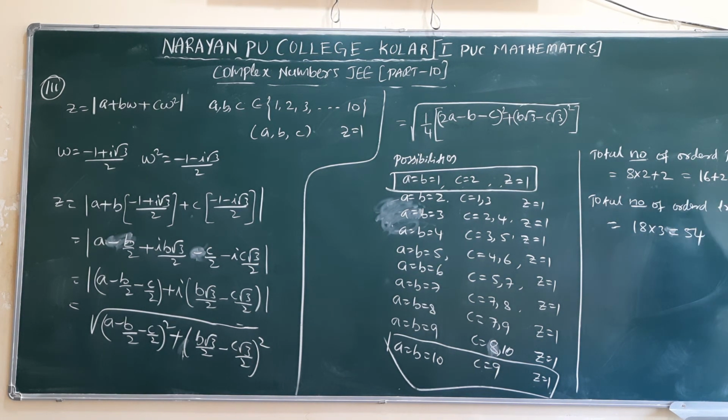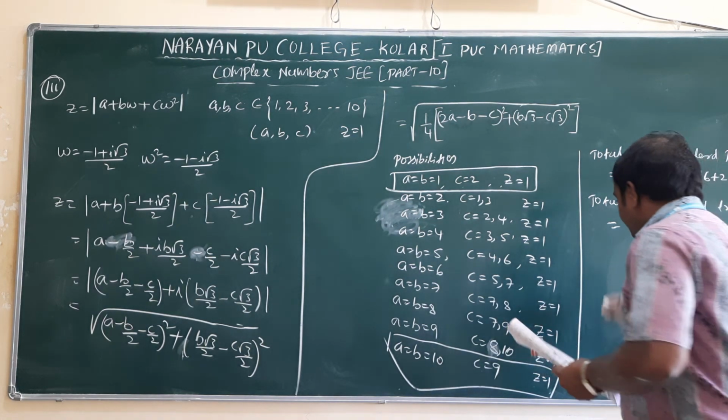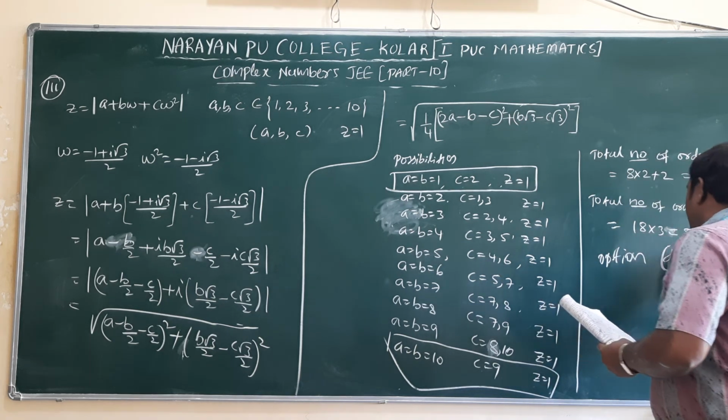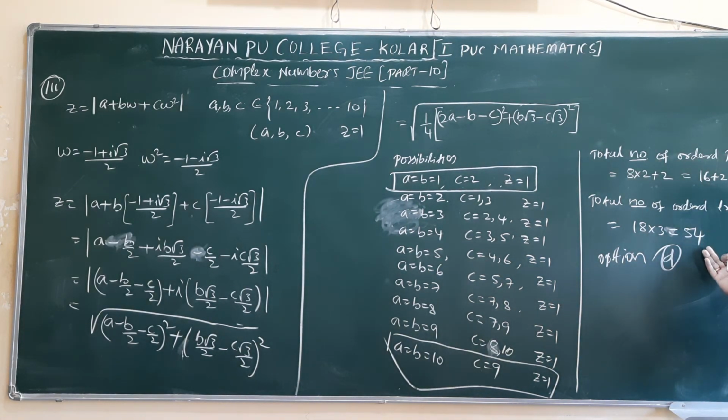The total number of ordered triplets, triplets means 3, so 18 into 3 is equal to 54. Option D is the correct option, because none of the other options is 54. So none of these, option D is the correct option.